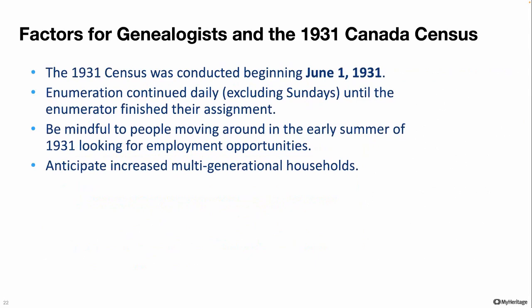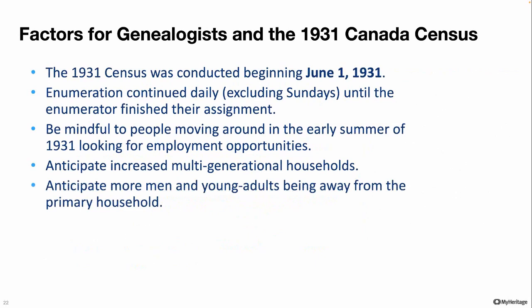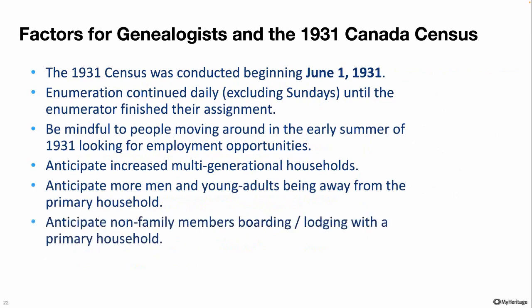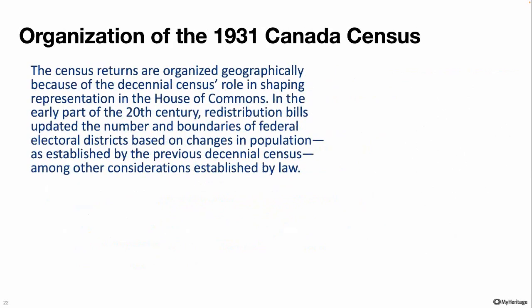Anticipate increased multi-generational households, and I think I have some examples of these coming up. Anticipate more men and young adults being away from the primary household. Anticipate non-family members boarding or lodging with a primary household, as they're also looking for different work opportunities.